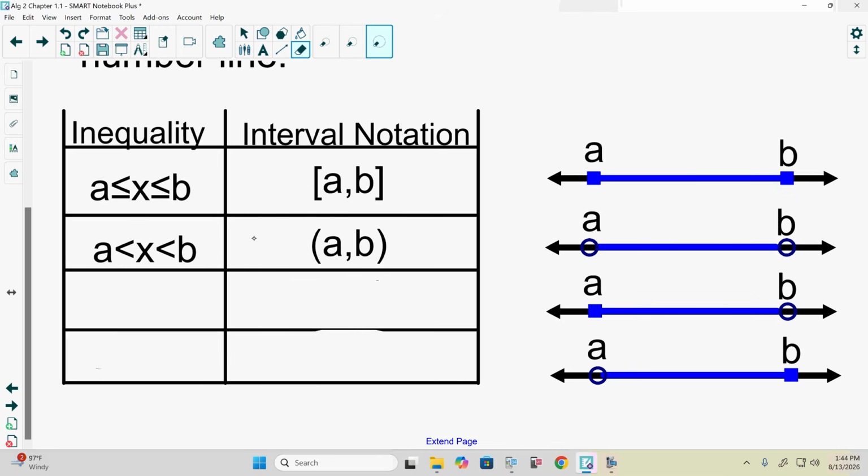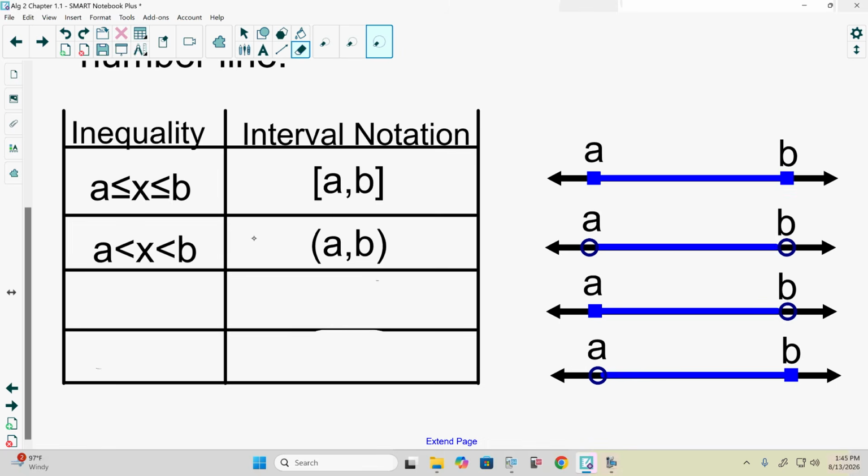Or neither endpoint is included. So we have A is less than X is less than B. So parentheses A comma B parentheses. So the first two intervals that we have, as an inequality or interval notation, are both included or not. If they're both included, we have two brackets. If they're not included, we have two parentheses.